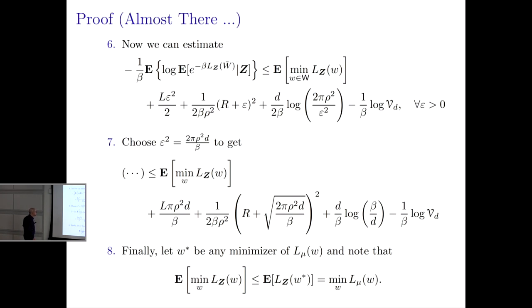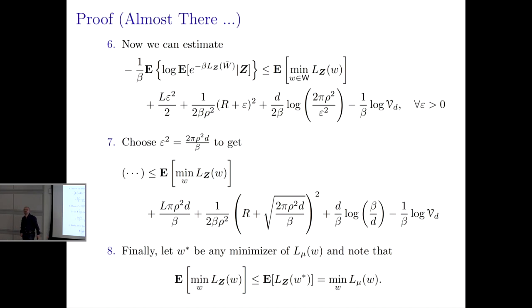And finally, we show that the expected population risk of the Gibbs algorithm with Gaussian prior Q and temperature parameter beta is upper bounded by this stuff, plus the expected value of the minimum empirical loss. But here's the thing about minimum empirical loss. I know that W star is a global minimizer of the population risk. The minimum empirical loss is always going to be smaller than that, so I just stick that in, because W star is data independent. And of course, just by unbiasedness, this is the minimum risk.